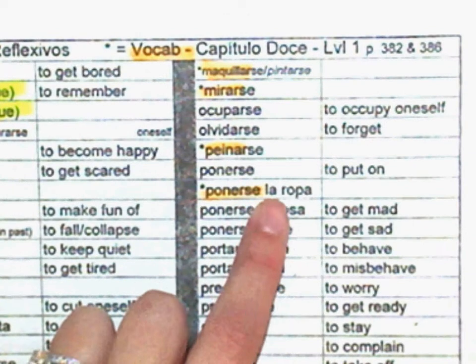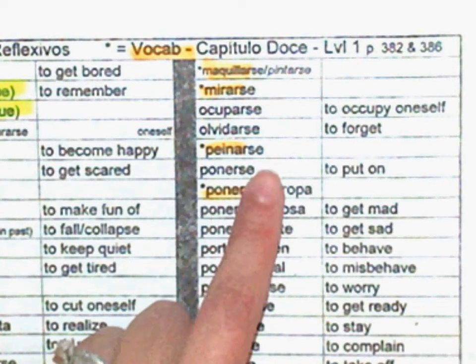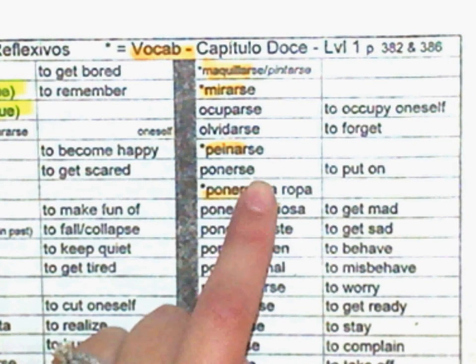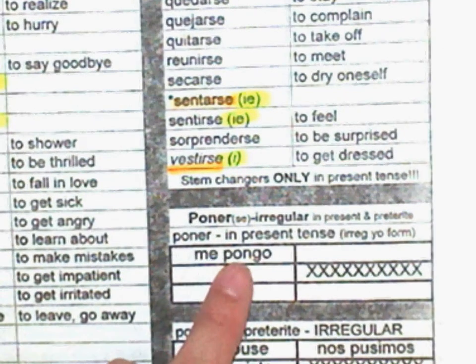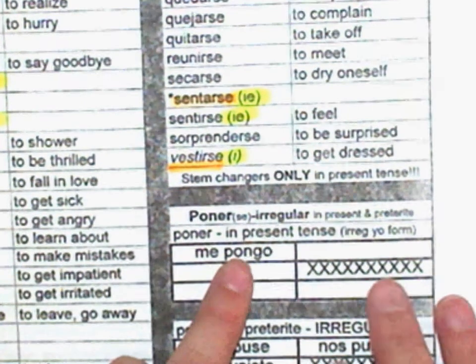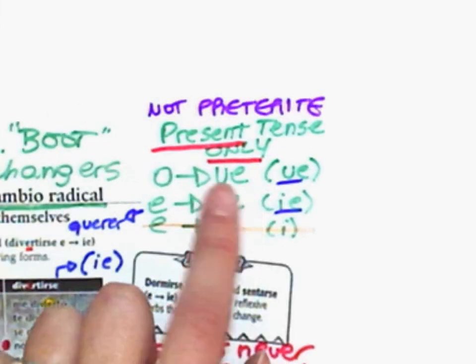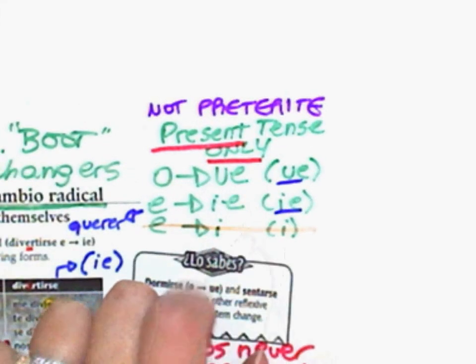Ponerse la ropa. So you can do poner by itself, but if you're making it reflexive, I put on my own clothes, you're going to need to take care of this reflexive part. And remember that poner is also irregular in the yo form. So if that's what's irregular about it, great. If there's something else that's irregular about it, then you're going to add that to it if you see any of these with it. Okay.